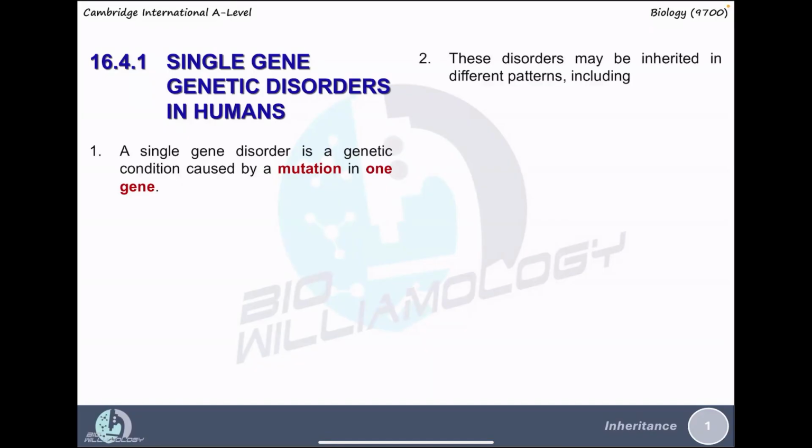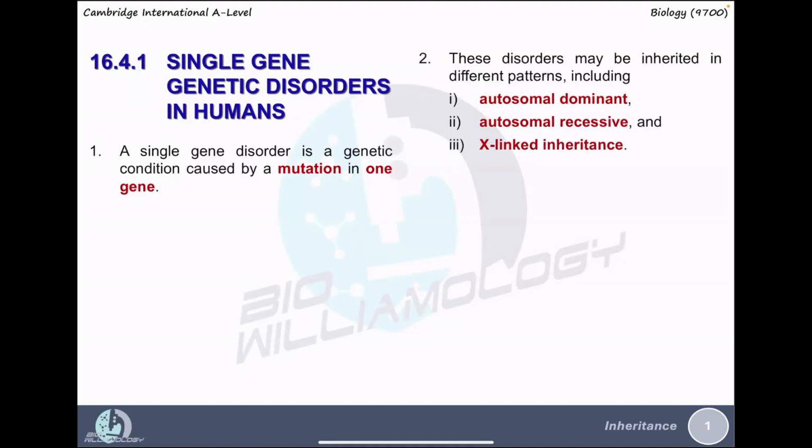These disorders may be inherited in different patterns, including autosomal dominant, where one dominant allele is enough to cause the disease; autosomal recessive, where the individual must inherit two copies of the recessive allele in order to get the disorder; as well as X-linked inheritance, where the disease is due to a recessive or dominant allele present on the X chromosome.